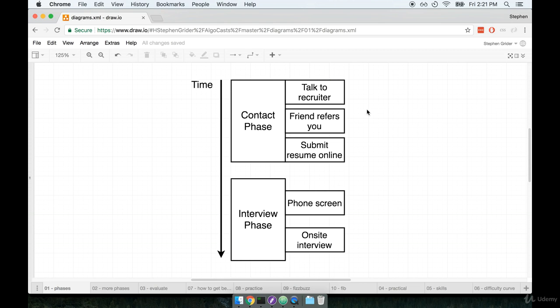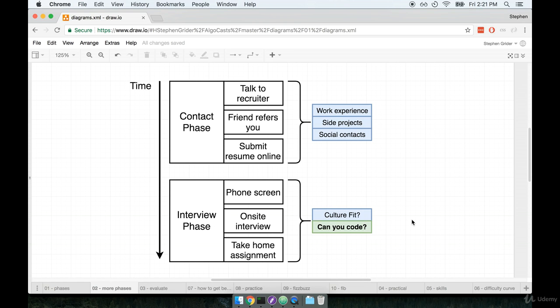So during each of these two phases, what is the average company looking to evaluate in you? Well, I've got a couple thoughts about that. I think that the average company is evaluating a couple different qualities in you during each of these two phases. So during the initial contact phase, the company kind of wants to get a general idea of who you are. So what work experience do you have? Do you have any interesting side projects? Are you friends with many people at the company?